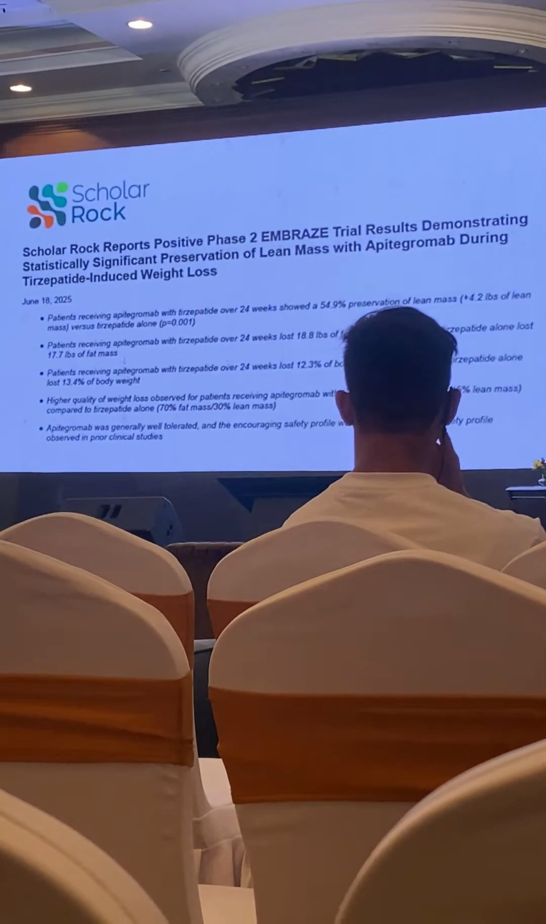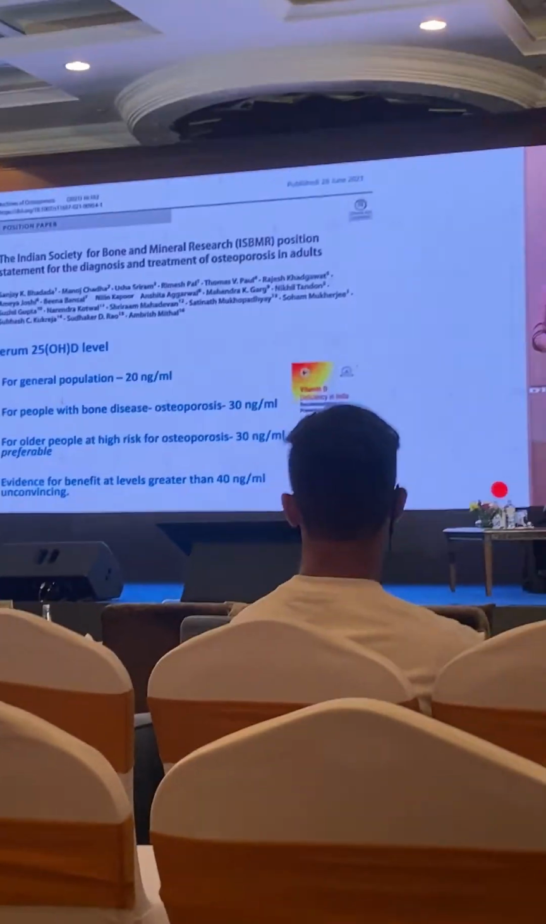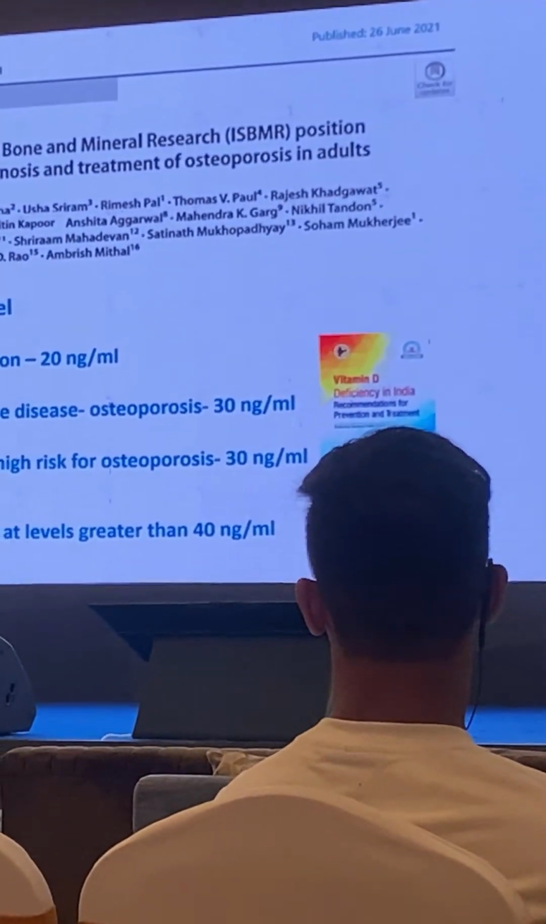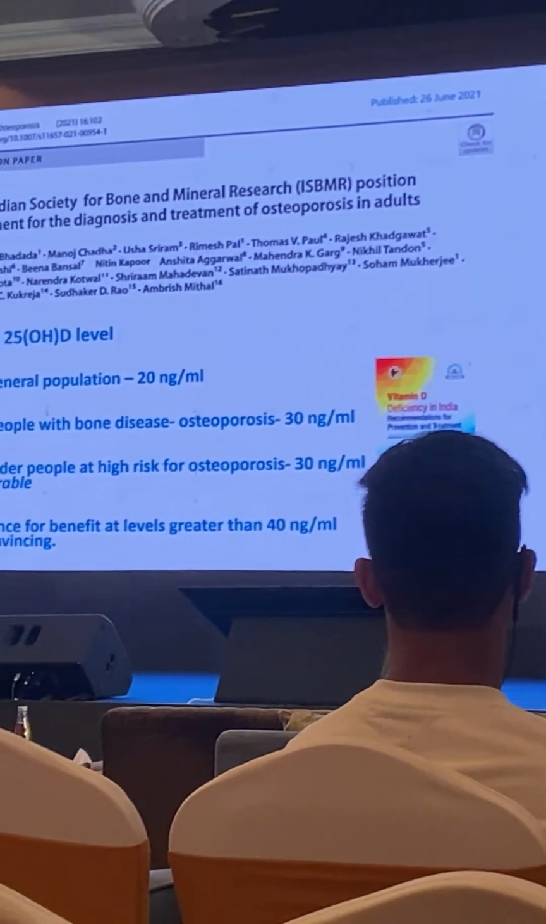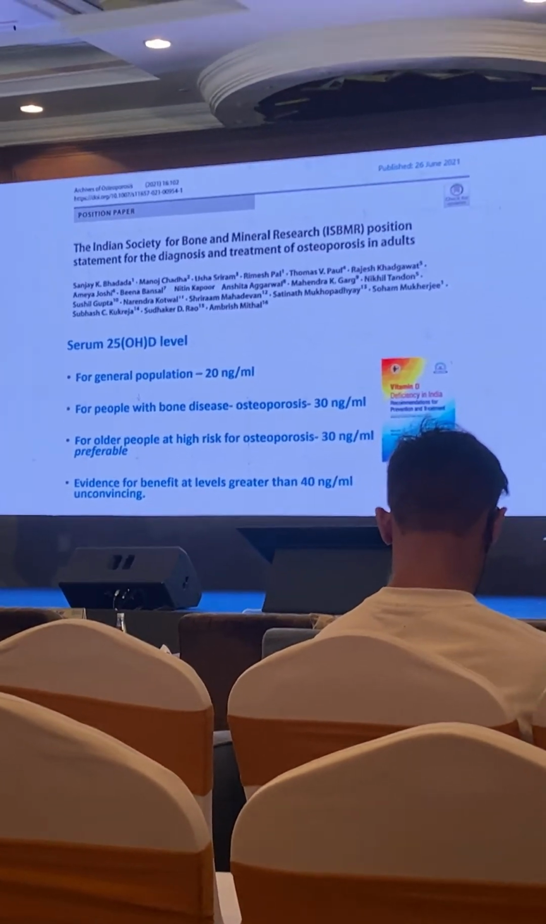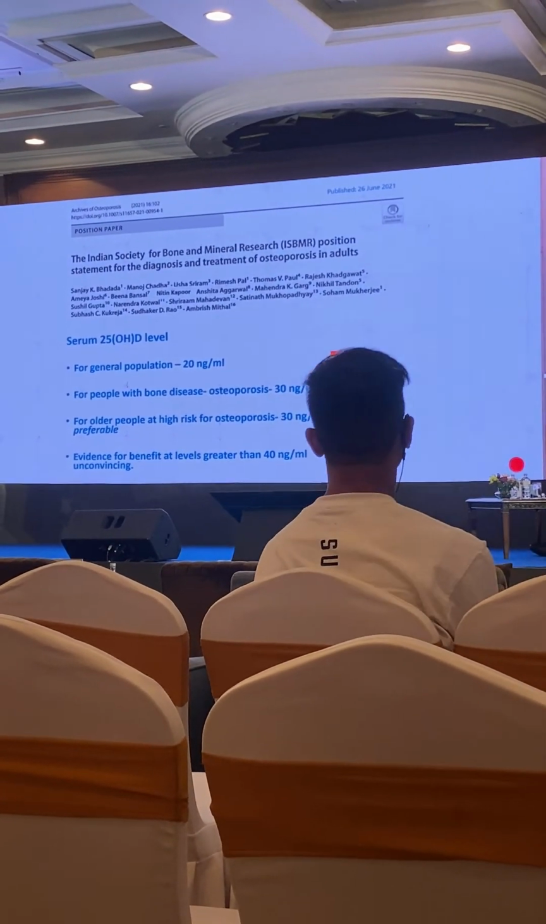Again, we have the ISBMR guidance here. For the general population, 20 nanograms per ml would be enough, but for people with osteoporosis, do target 30, even for older people who are at risk for osteoporosis. The evidence for levels greater than 40 is unconvincing, and you don't have to target that.